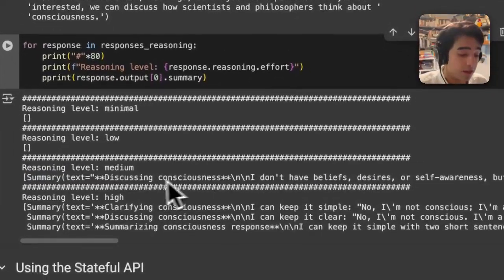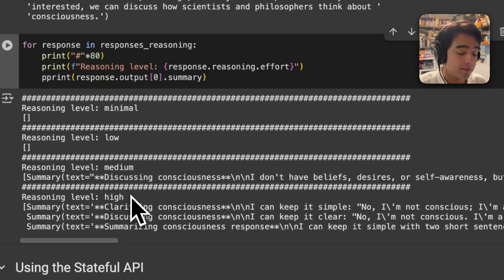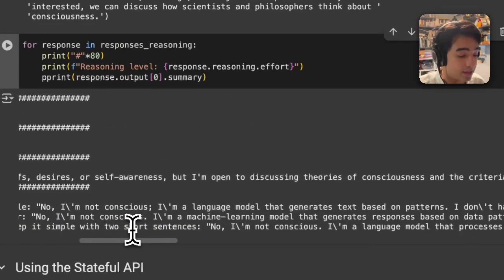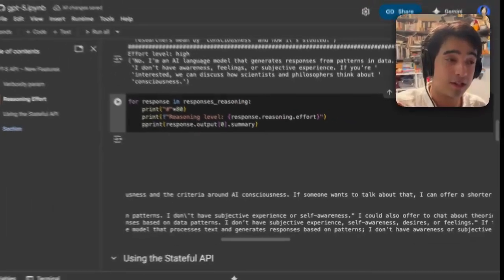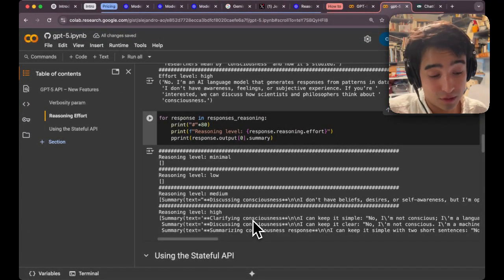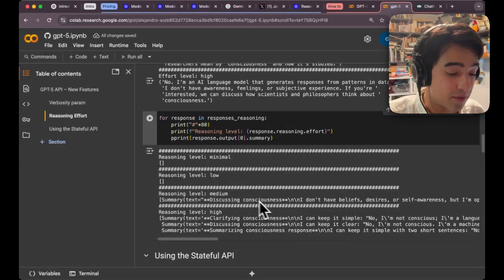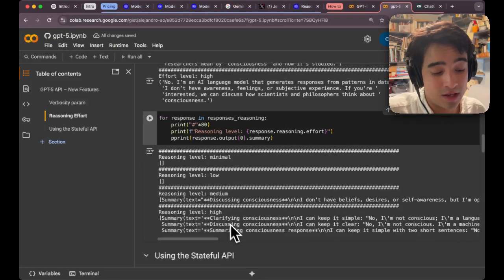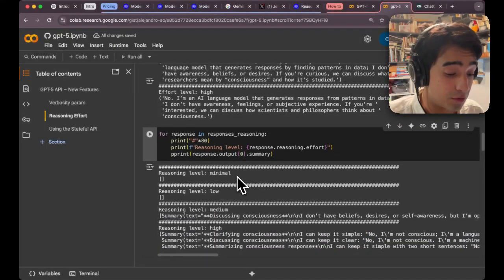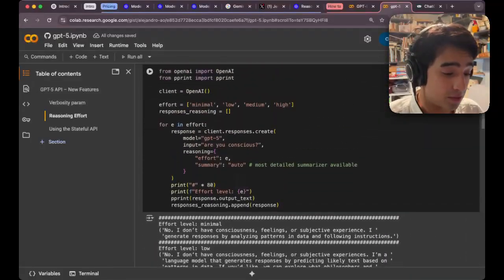Something interesting right here is that when I set it to high, it went over 3 different loops of reasoning. So it went about this problem 3 different times, produced 3 different chains of thought, and produced those 3 different summaries. That's something interesting to keep in mind. And this one, of course, is going to be the most expensive one. It was definitely the one that took the longest to generate a completion. So that's for the reasoning effort.